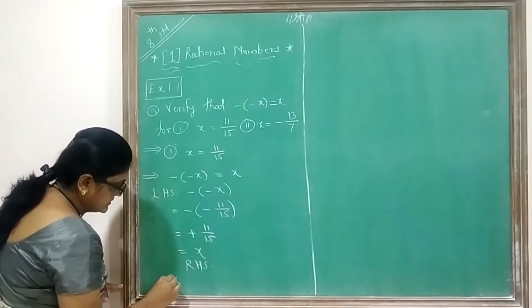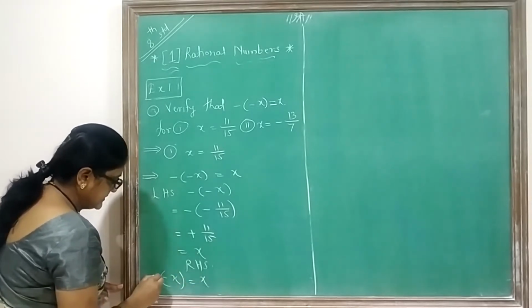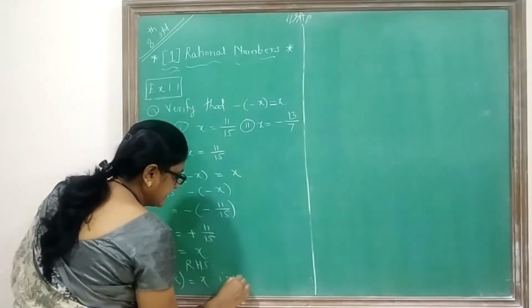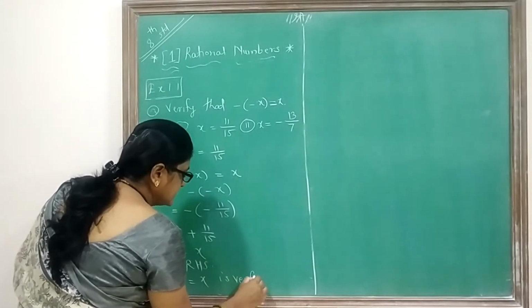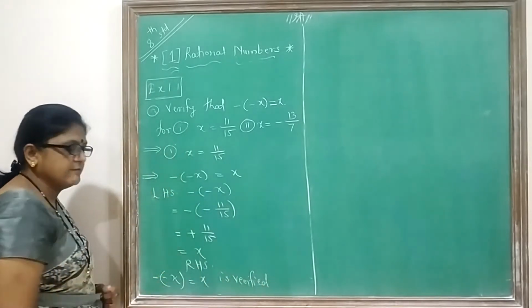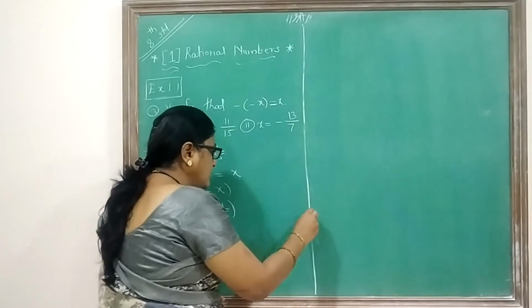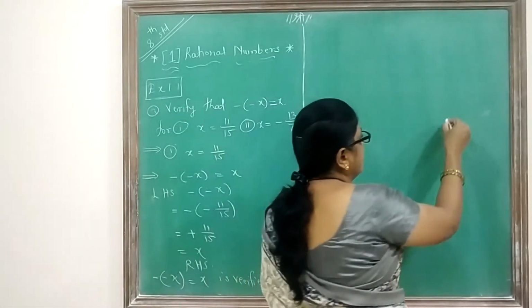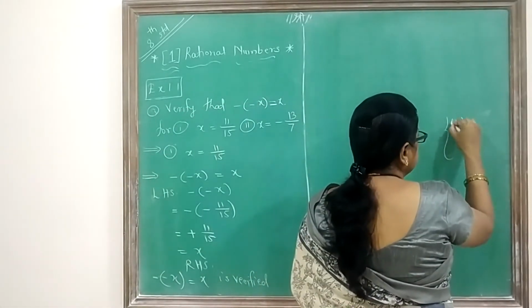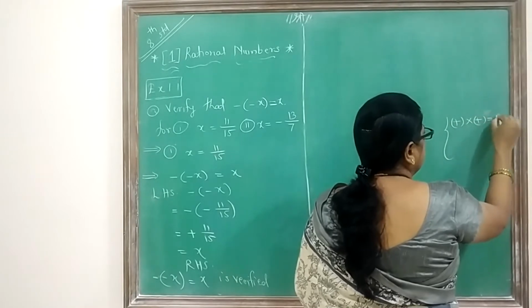Minus minus x equal to x is verified. Why is it verified? Because here LHS equals RHS. We know the sign multiplication, again you will write here, plus multiplied by plus, you will get plus.